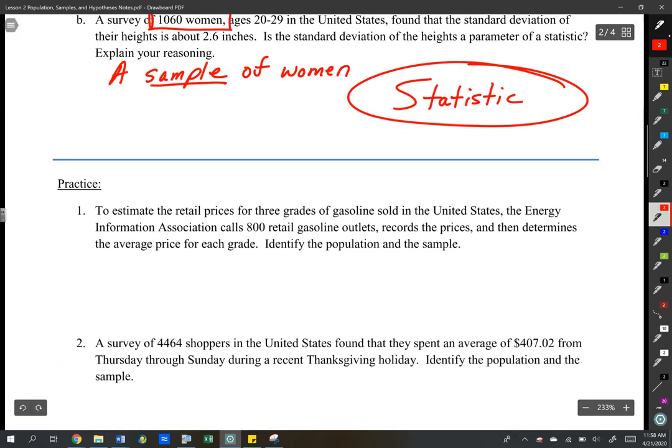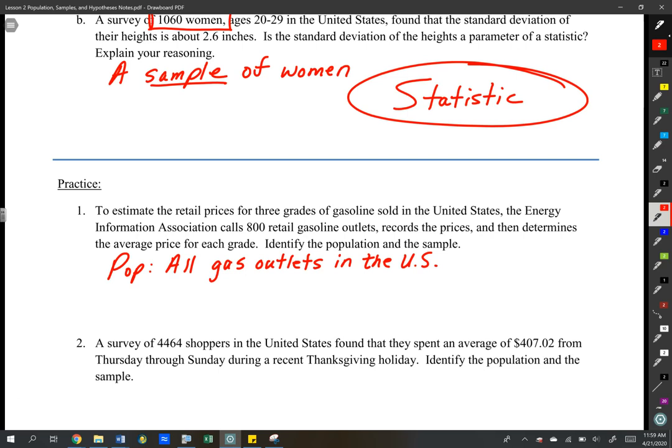To estimate the retail prices for 3 grades of gas sold in the US, the Energy Information Association calls 800 retail gas outlets, records the prices, and determines the average price for each grade. Identify the population and the sample. Right, so the population in this case is all gas outlets in the US. And the sample is the 800 retail gas outlets that were called.